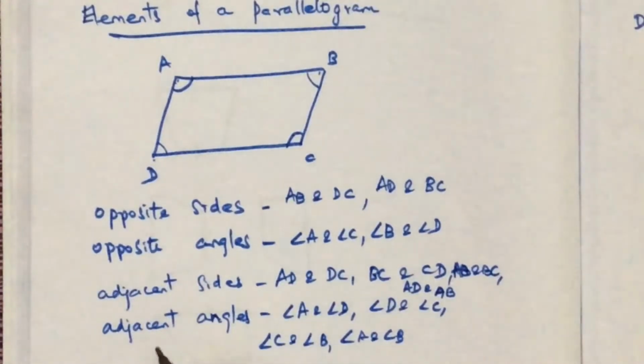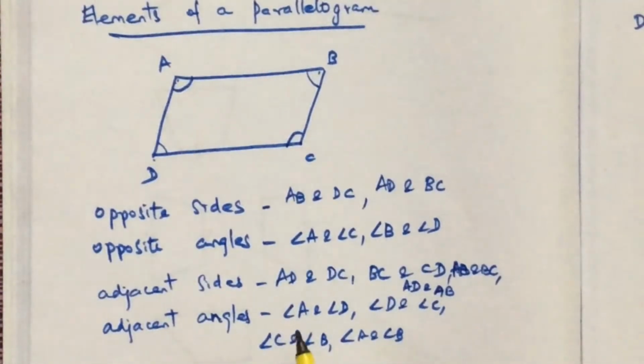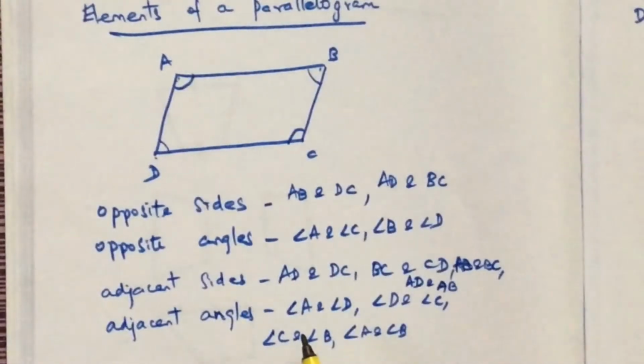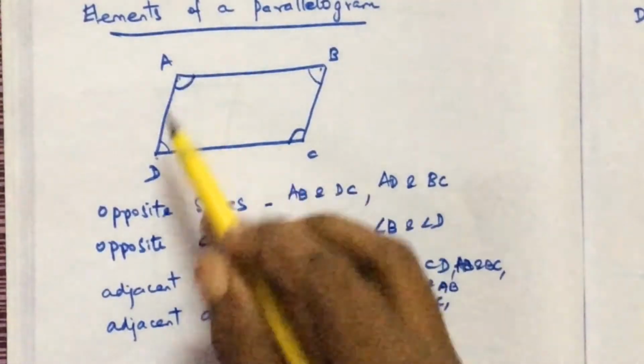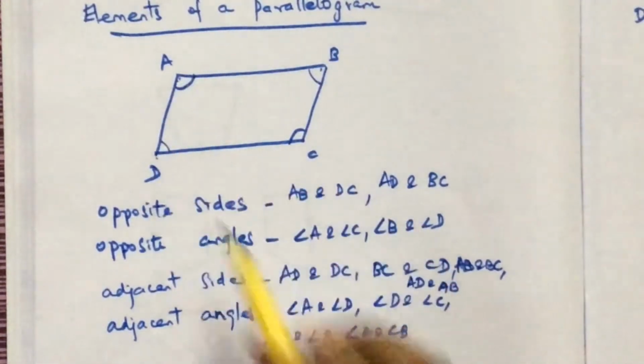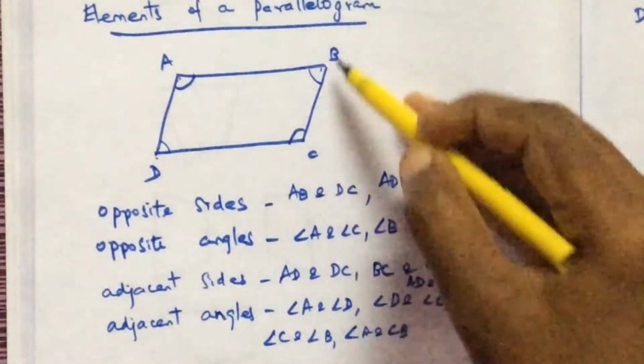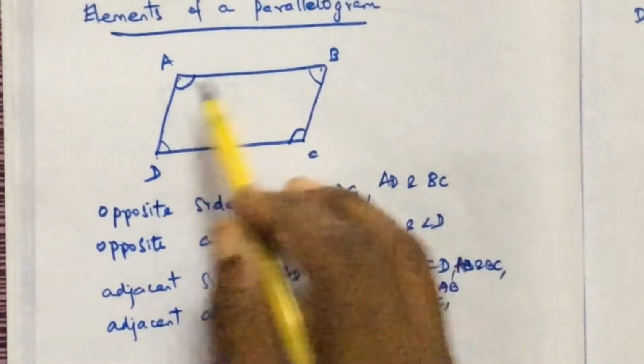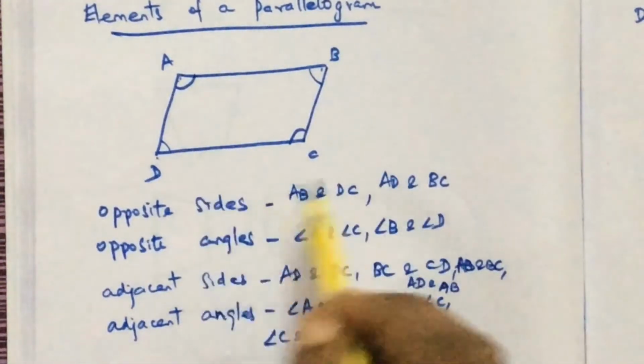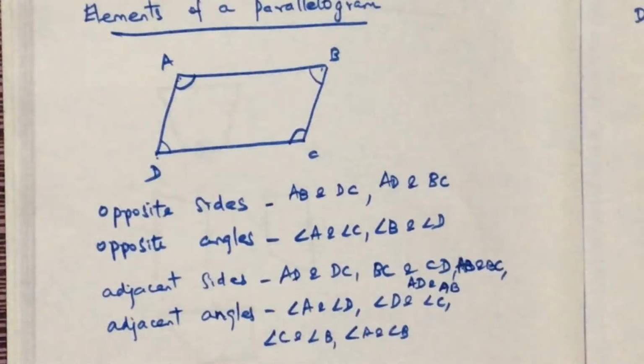Next is adjacent angles. So what are adjacent angles? You have to write the nearby angles. If you see here, A and D are nearby angles. The next is D and C. Next pair is C and B. The last one is B and A. So whichever are nearby, they are called adjacent angles.